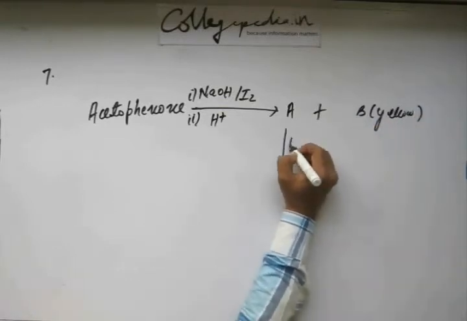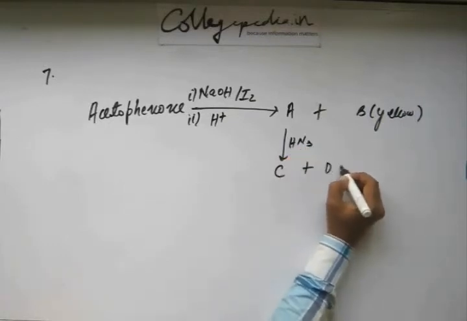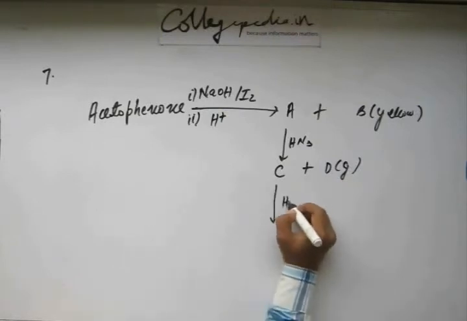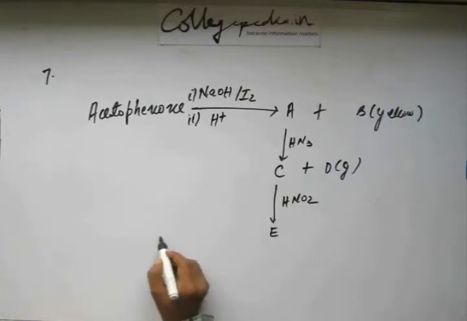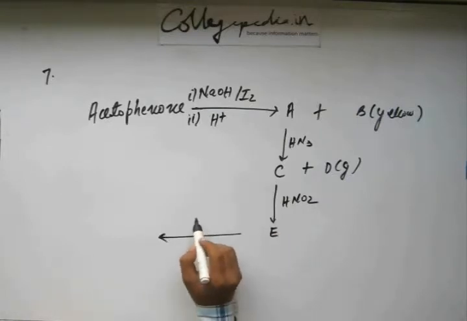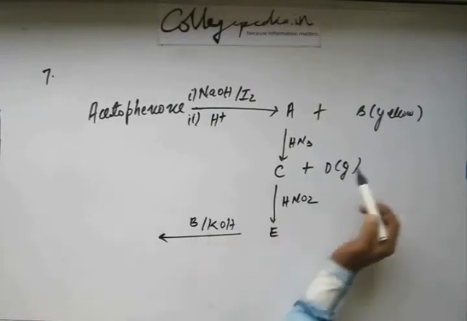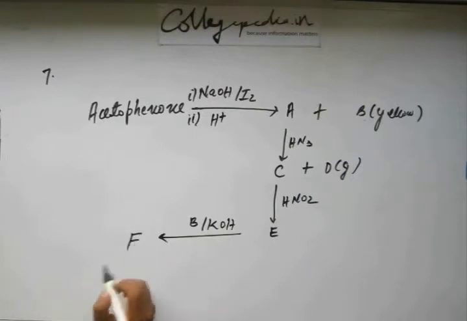On A, I'm adding HN3. I'm getting C plus D gas. On C, suppose I add HNO2, I get E. On E, if I add B and KOH, this B is same as the B here. Then I get F. So identify A, B, C, D, E and F.